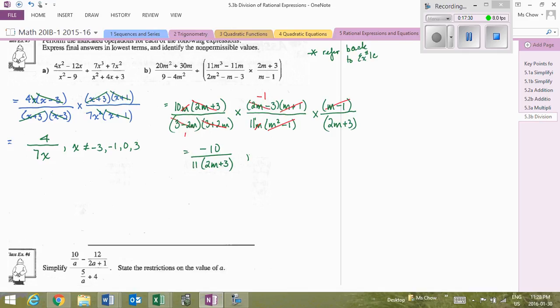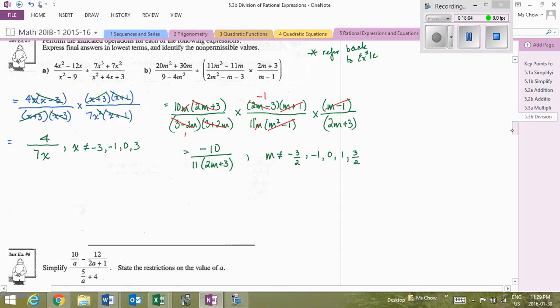And in terms of restrictions, there's quite a few of them to do. In some cases it means maybe making a note to the side and then putting them in order. So in this particular case, we've got m cannot equal negative 3 halves. We've also got, what else? Negative 1, 0, positive 1, and positive 3 halves. And I think that's captured all of them.